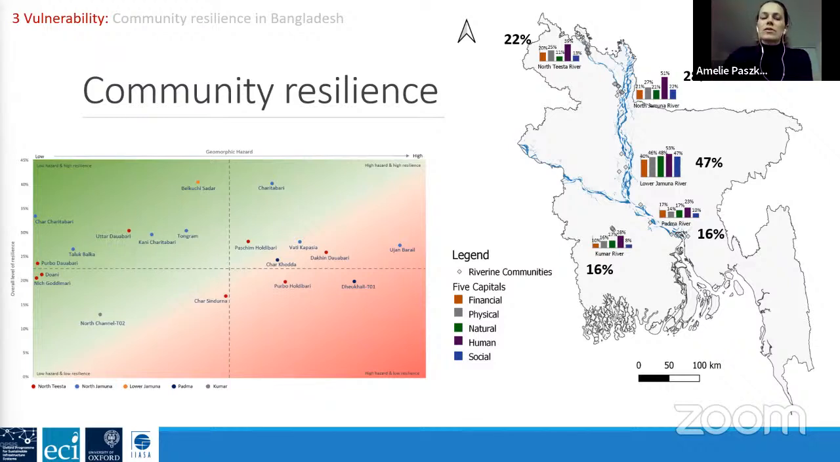And those are the ones that are alarming. They're in the Teesta River, the Northern Jamuna, and the Padma rivers. In this red zone, it means that they have a high hazard and a low resilience. So it's in these areas that vulnerability is greatest and where temporary or permanent relocation is most likely to be expected.